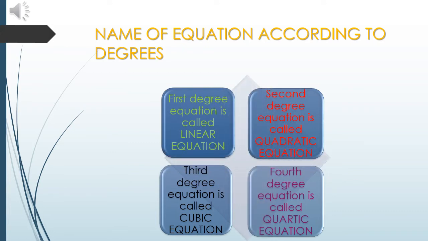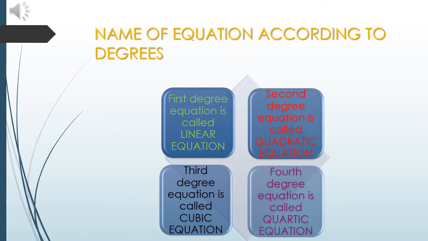Now, moving towards the naming of equations according to their degrees. When the degree of equation is 1, or we can say the first degree equation, it means the highest power of variable in the equation is 1. This type of equation is called linear equation. Moving towards second degree equation, it means the highest power of variable in the equation is 2. And second degree equation is called quadratic equation.